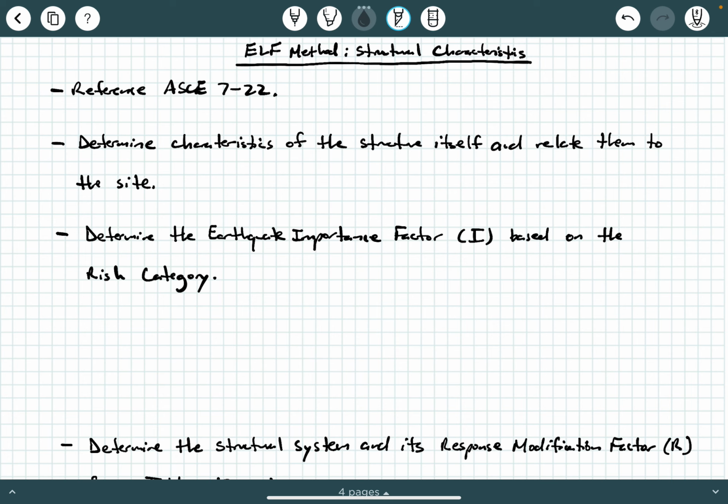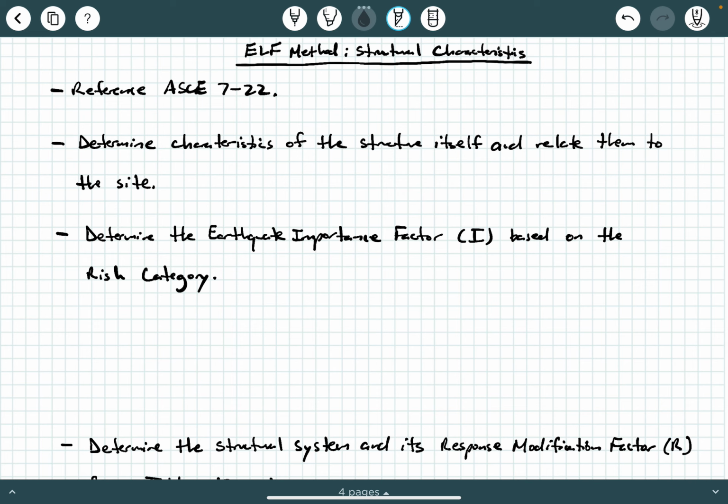First, I'm going to be referencing ASCE 7-22. Now, if you're still using ASCE 7-16 or even 7-10 or an older version, some of this is going to be the same. There's going to be a lot of it that is updated. There's been quite a few updates between ASCE 7-16 and ASCE 7-22. So please just be aware I'm using and referencing ASCE 7-22 here.